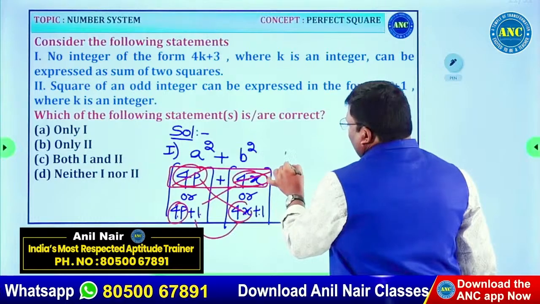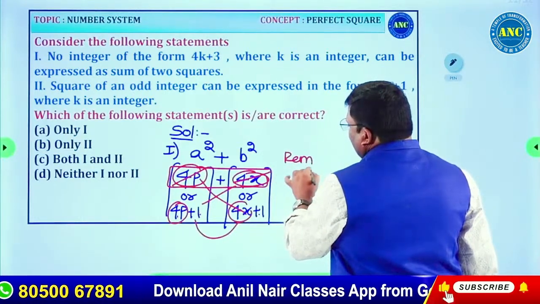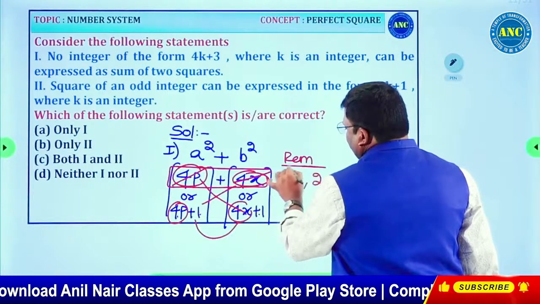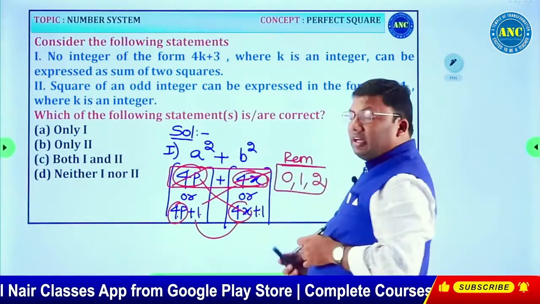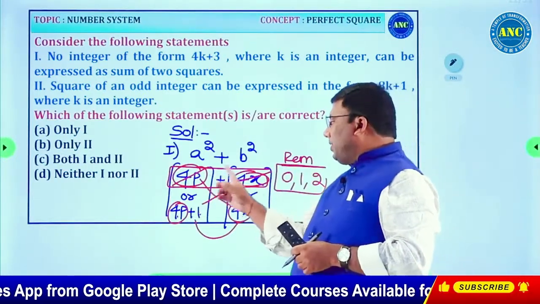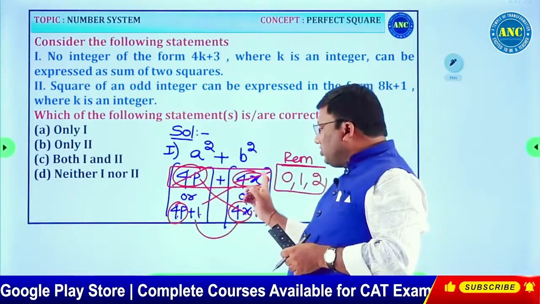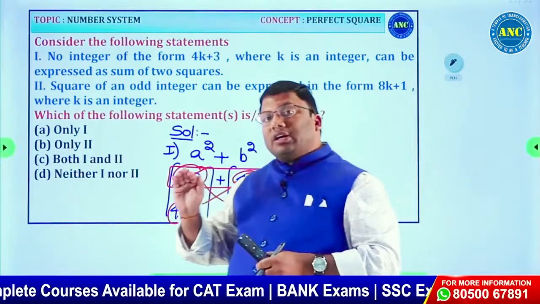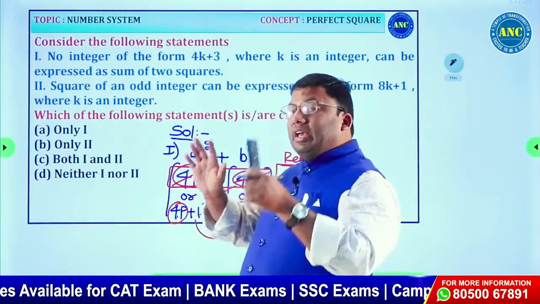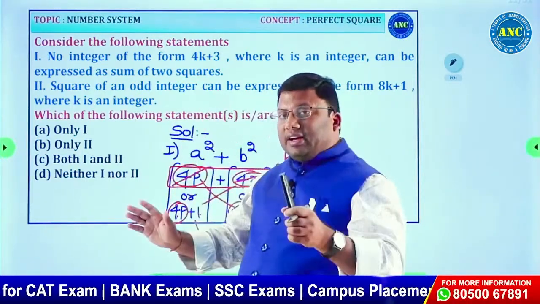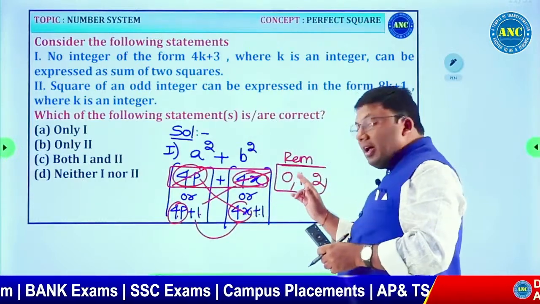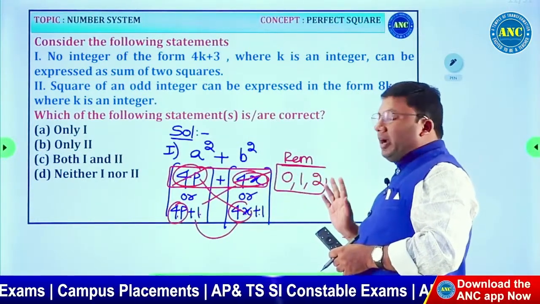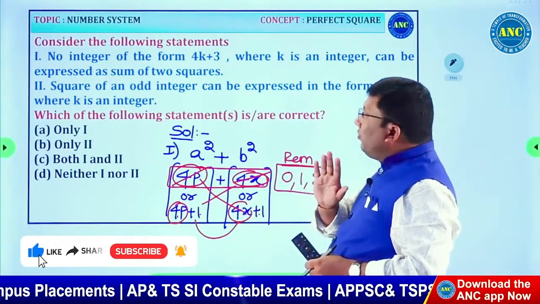That means, what are all the possible remainders I got? Perfectly divisible, a remainder 1, a remainder 2. Anywhere did you get a remainder 3? No. 0 plus 0, 0. 1 plus 0, 1. 1 plus 1, 2. If you take the sum of 2 squares, the right hand side will be either a remainder 0, a remainder 1 or a remainder 2. Remainder 3 you will never get.